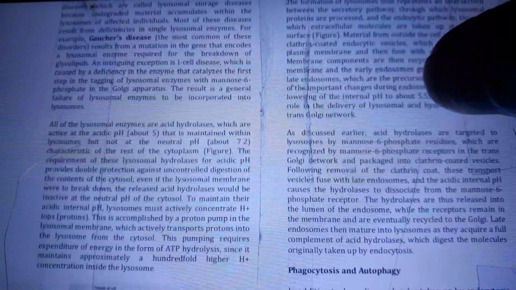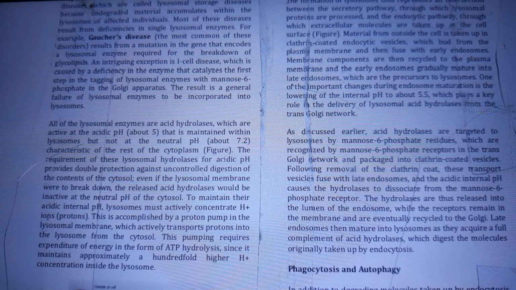Material from outside the cell is taken up in clathrin-coated endocytic vesicles, which bud from the plasma membrane and then fuse with early endosomes. Membrane components are then recycled to the plasma membrane, and the early endosomes gradually mature into late endosomes, which are the precursors to lysosomes. One of the important changes during endosome maturation is the lowering of internal pH to about 5.5, which plays a key role in the delivery of lysosomal acid hydrolases from the trans-Golgi network.